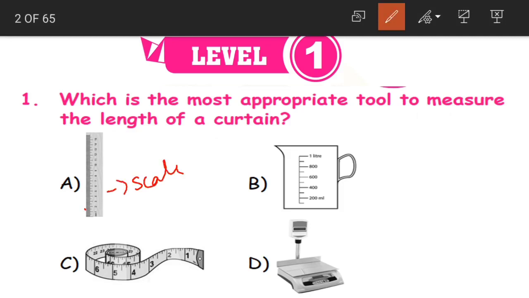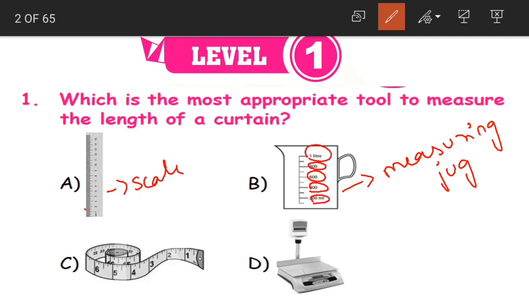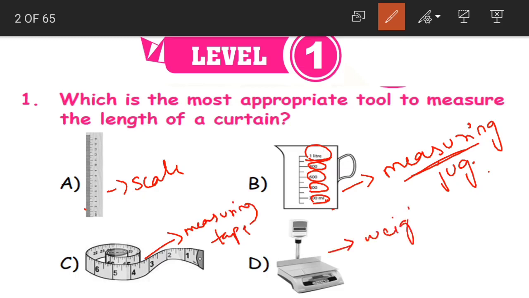Option A is a scale, option B is a measuring jug. What is option B? We are having a measuring jug. If you look at the jug carefully, we have markings on it: 200 ml, 400, 600, 800 and 1 liter. So this type of jugs with marking are used for measuring. So this is called as a measuring jug. Then we have a measuring tape, and option D is a weighing scale. Yes or no?